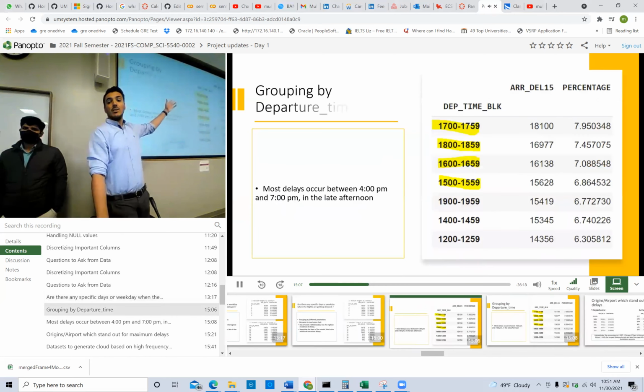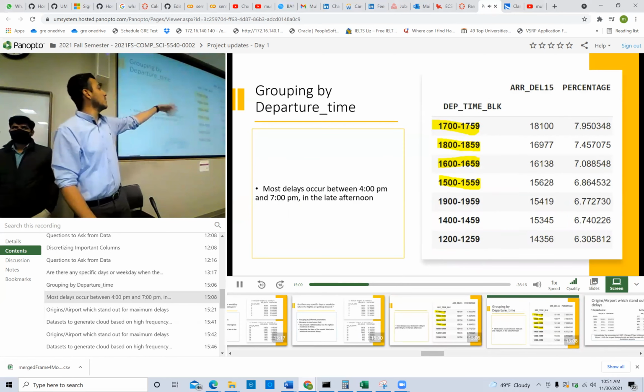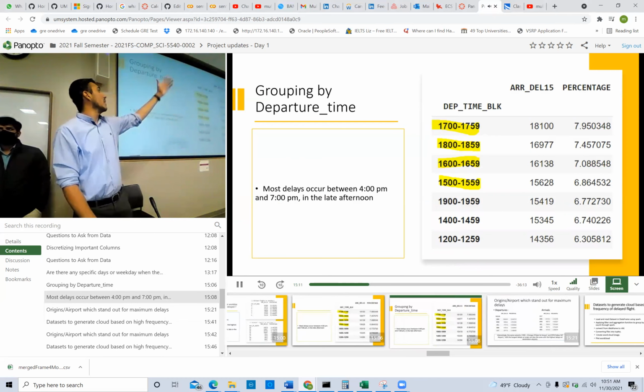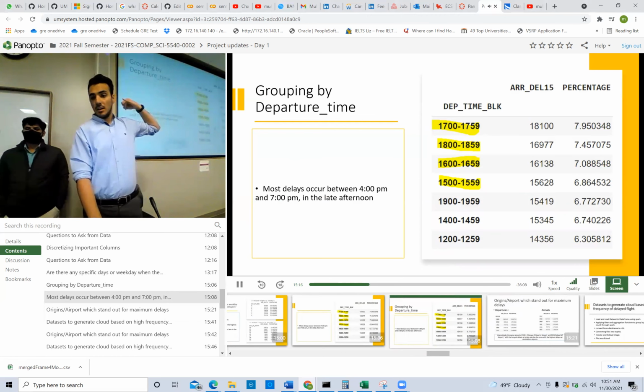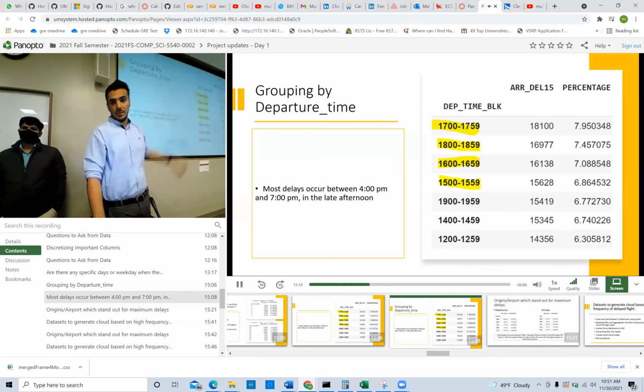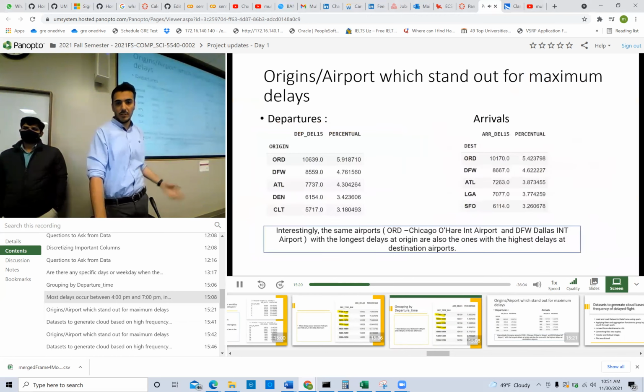So again, according to the time, I've grouped by. So I saw between 4 p.m. to 7 p.m. I saw maximum delays. It's because of the busyness of the airports or some other factors. We'll come to the conclusion in the final presentation or later onwards.